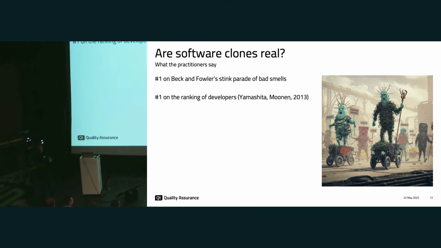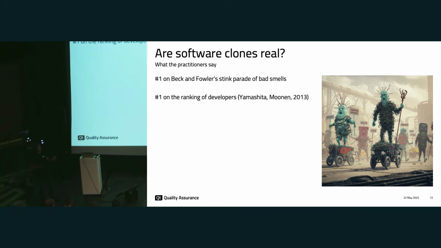You probably know the book by Fowler on refactoring. Do you? Have you read the foreword of this book? Yeah, wonderful. One person. The foreword was written by Fowler and Beck. Do you know Beck? Kent Beck? Do you know extreme programming? JUnit? Then you know Kent Beck. He's the father of both. So they wrote a foreword to this book, and they presented a so-called stink parade of bad smells. And duplicate code is one kind of bad smell. And in their list, it's the topmost bad smell.